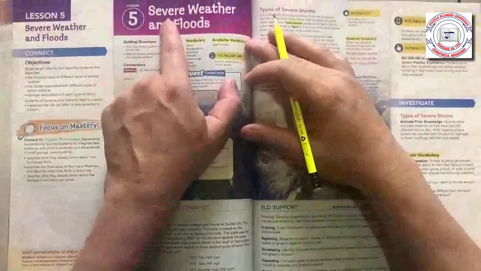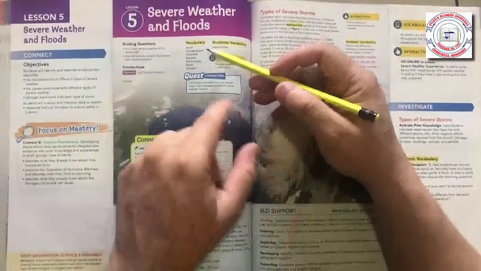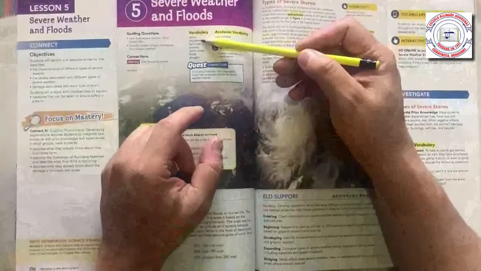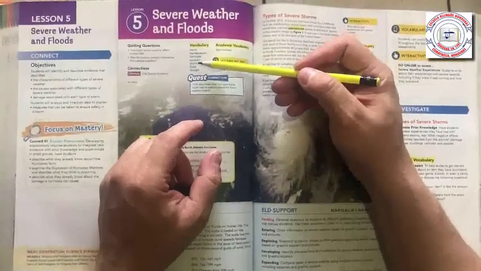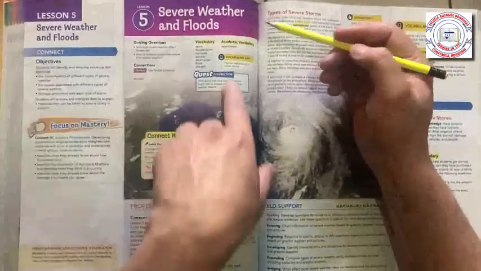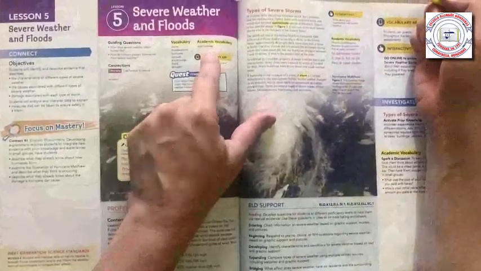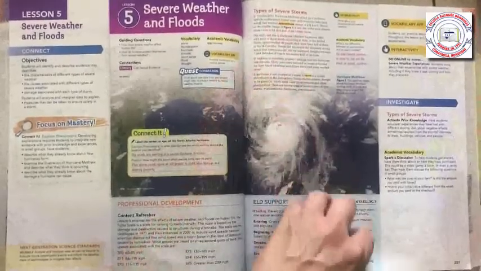Okay, the last lesson is lesson number 5. Severe weather and flood. Over here you have a lot of words to memorize in the vocabulary. For example, the storm, thunderstorm, hurricane, tornado, storm surge, flood, and drought. And one word in the academic vocabulary. That's approximate. Over here, the same thing, guys. Types of severe storms. There are many severe storms. The winter storm, the cold storm.